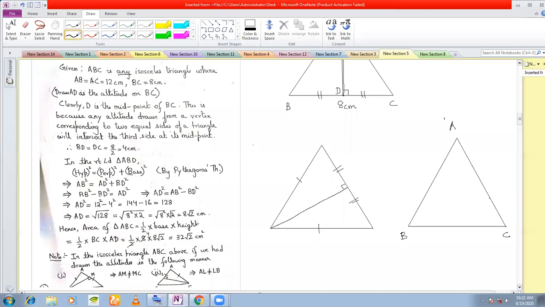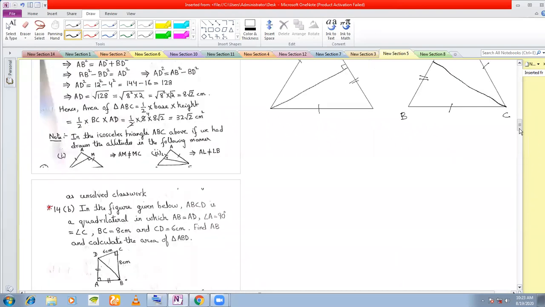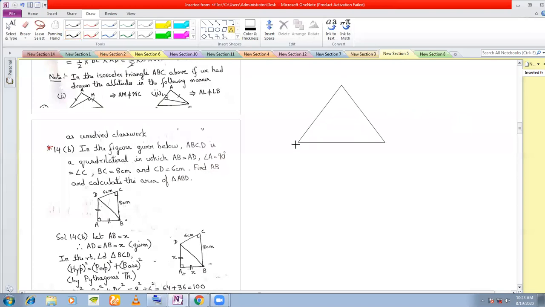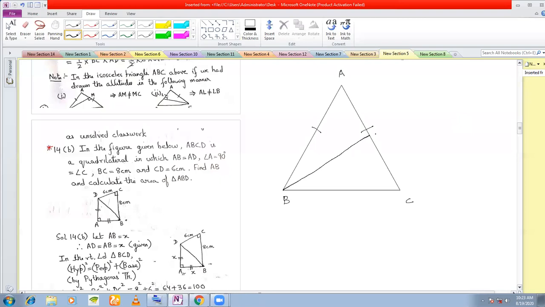If I'm drawing a perpendicular from C on this side, where these two are the equal sides, then these two will be equal. Always. But if I have an isosceles triangle like this, in which these two are equal, and I'm drawing a perpendicular from here on this side, then in this case this length and this length will not be equal.